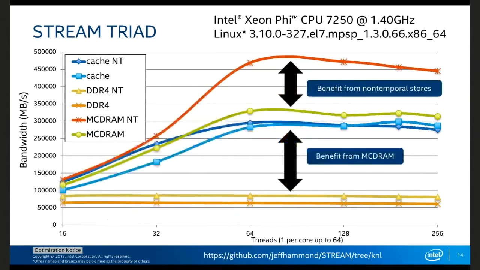Okay, so I'm going to point out a couple of key details here. The first one is that non-temporal stores are worth a rather substantial amount of bandwidth. You see red is MCDRAM non-temporal, and then green is MCDRAM temporal. So this is a pretty big gap of about 100 gigabytes a second.